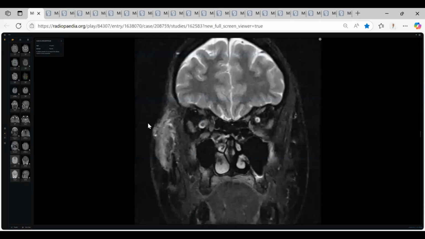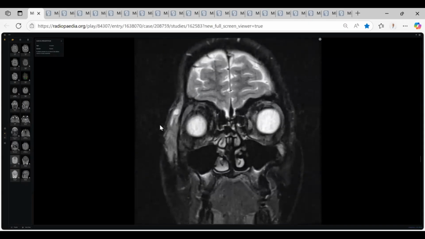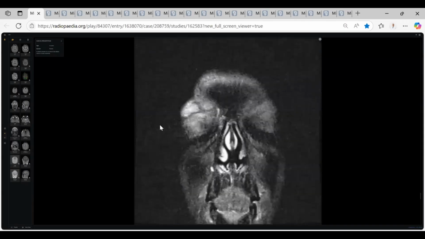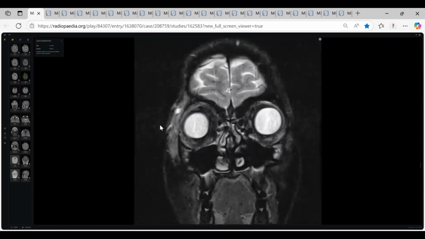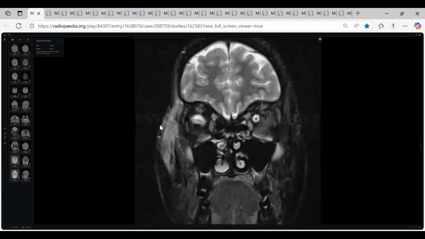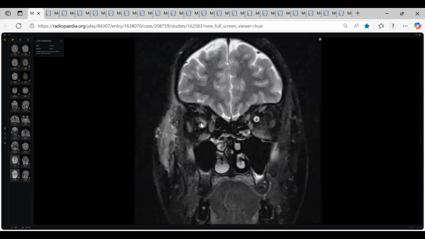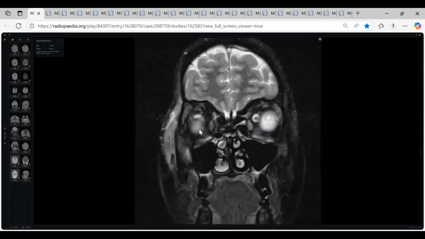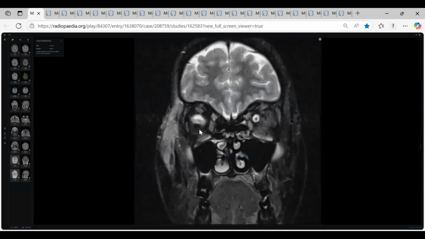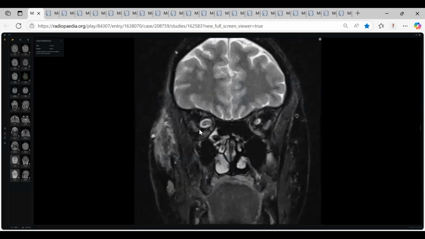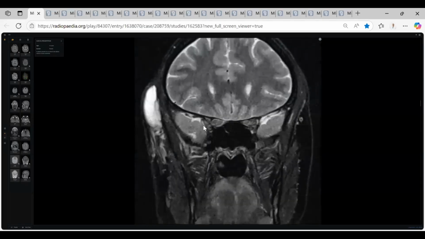Okay, so now I am provided with the T2 coronal images, and the diffuse scalp thickening is appearing hyperintense as seen previously. And now I would scroll from front to back, and the orbital cavities are grossly unremarkable. And then I can appreciate that there is some thickening noted along the right optic nerve.